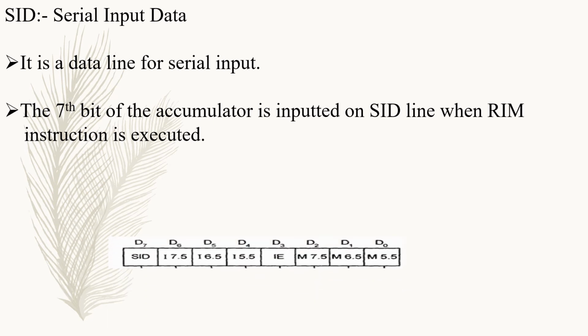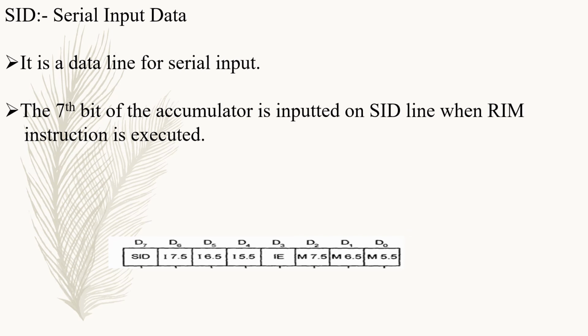So this is the bit pattern of the RIM instruction. It is an instruction which stands for read interrupt mask, which we will learn in unit 2. The RIM instruction will help us to know how many interrupts are kept pending. You can see here I have drawn the bit pattern of the RIM instruction. The D7 pin is occupied by SID, that is, serial input data.